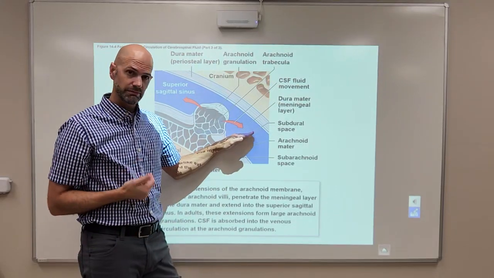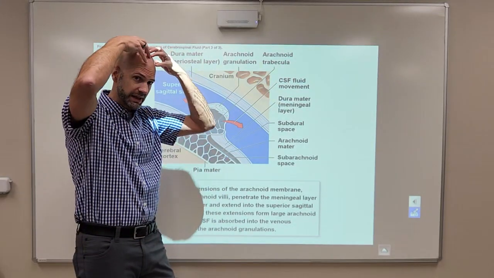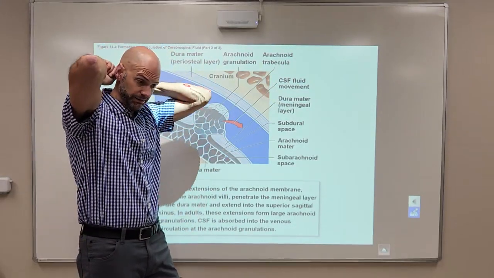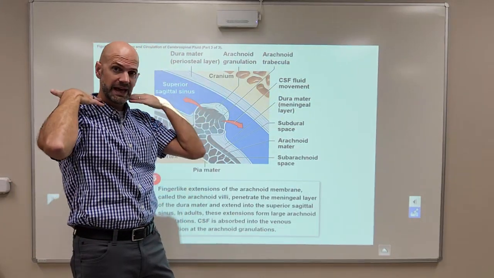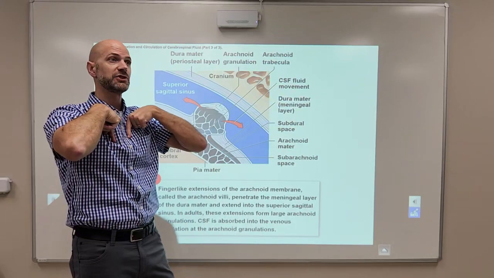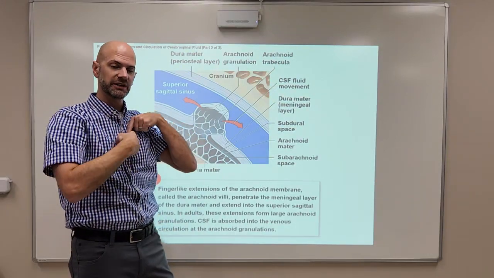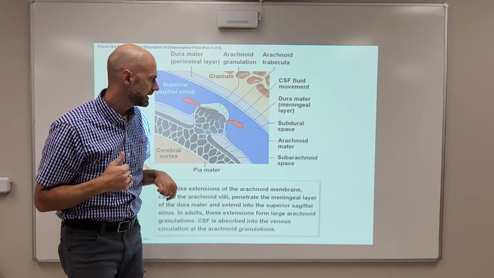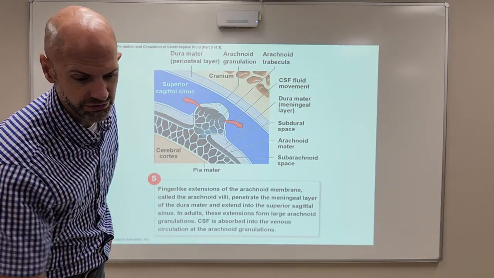Okay, so this deoxygenated blood will then go back out of the head, flow down the jugular vein, enter into the superior vena cava, and then go back to the heart and become oxygenated again. Okay? So that's fluid flow.